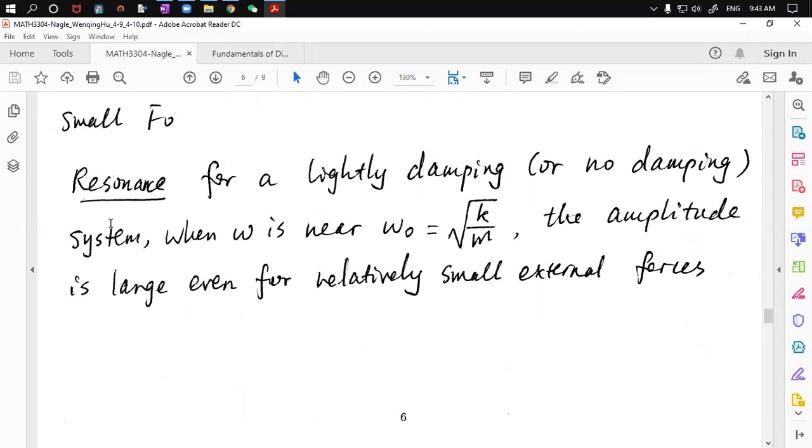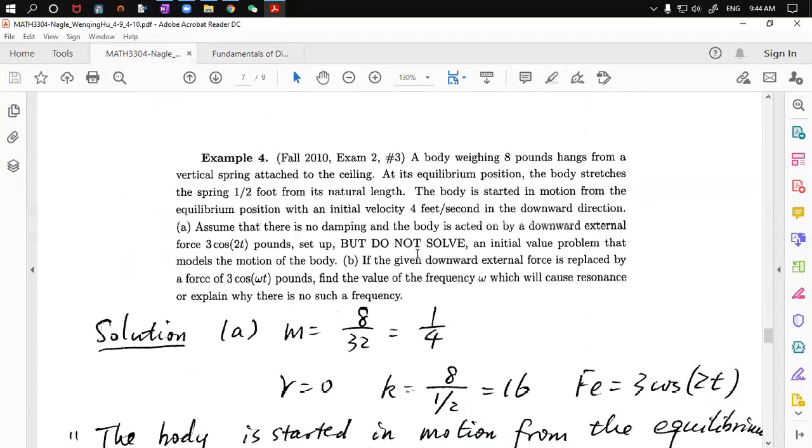So we can see that for a slightly damped or undamped system, when the external forcing has a frequency that's near the natural frequency, the amplitude is large, even for relatively small external forces. So that's going to be the situation. So let's look at the problem.